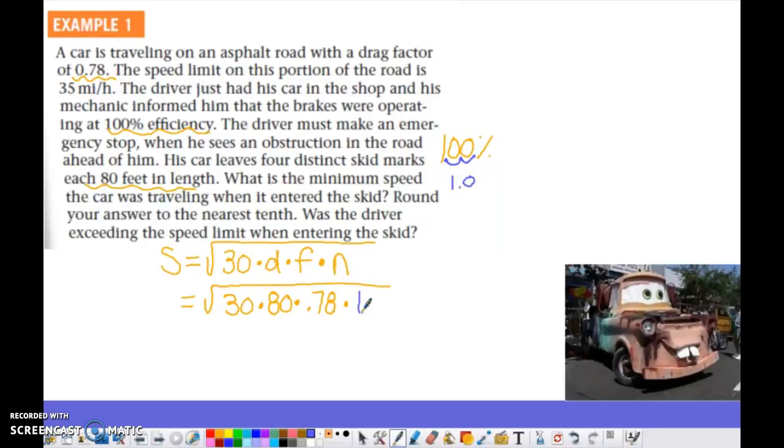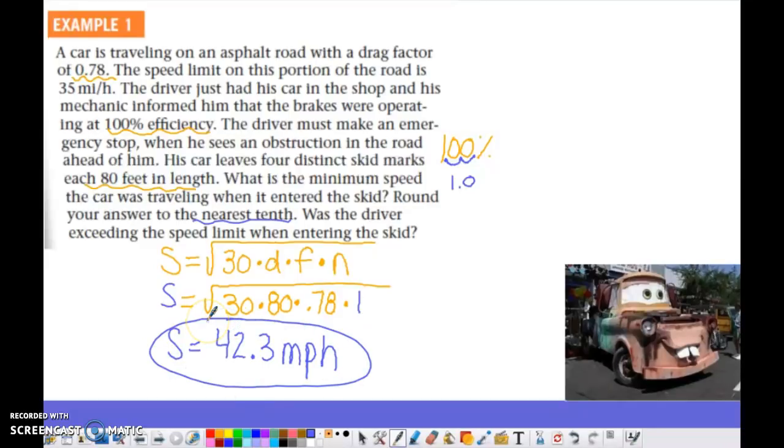So again, I just go ahead and plug this into my calculator. It says we need to round to the nearest tenth. So when I do that, I believe you will get 42.3. We're always talking about miles per hour. It's the minimum speed they were going when they went into that skid.